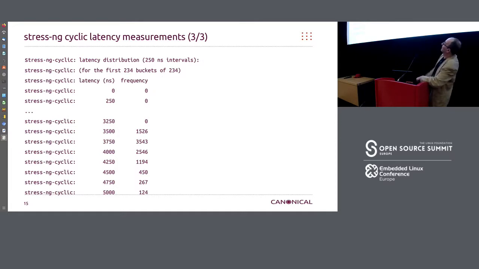And again, there's another set of data there showing you. It's bucketed everything into 256 nanosecond buckets, and there's a frequency count. So you can see at 3750 nanoseconds, there were 3,543 timer wake-ups occurring. So that's kind of the, is that modal? Mean? Oh, whatever. You understand what I mean. It gives you a nice distribution graph, and you get lots of stats, and you can see the distribution and where latencies occur.